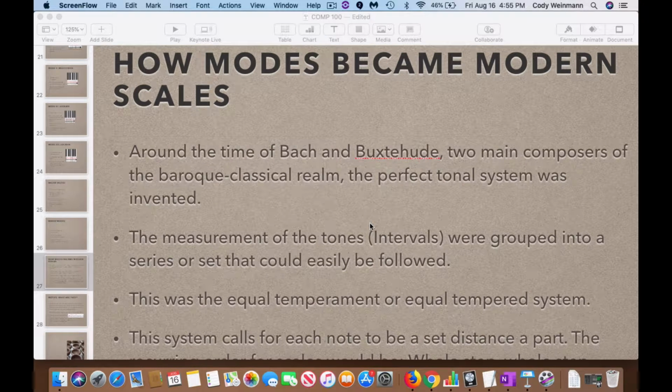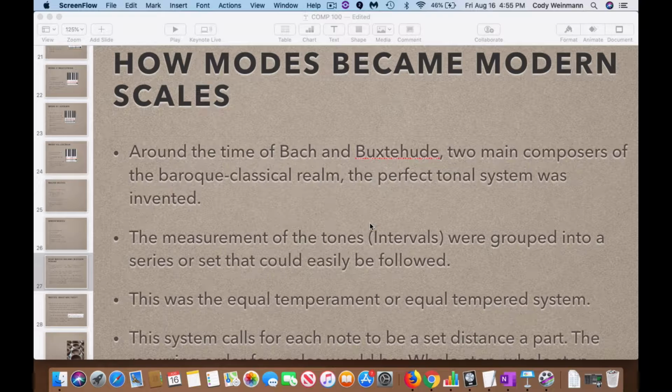Hello all, and this is how modes became the modern scales that we know of today. Around the time of Bach and Buxtehude, two main composers of the Baroque and classical realms, the perfect tonal system was invented. Around this time, we have the measurement of different tones on the keyboard.